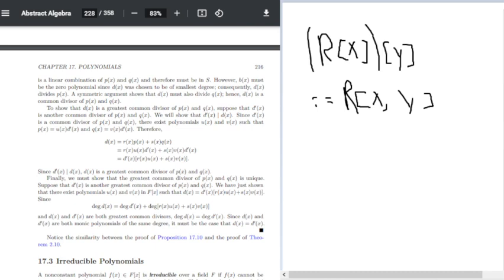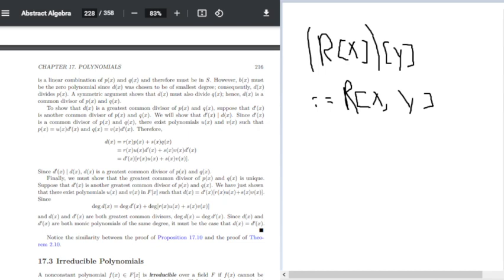We will show that d prime of x divides d of x. Since d prime of x is a common divisor of p of x and q of x, there exist polynomials u of x and v of x such that p of x is equal to u of x d prime of x, and q of x equals v of x d prime of x.